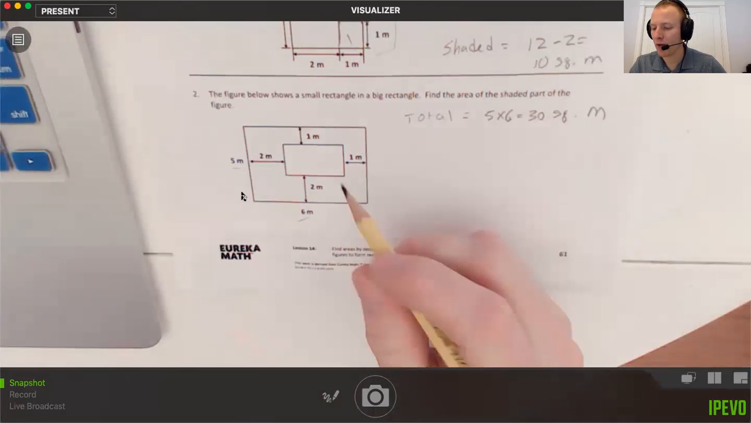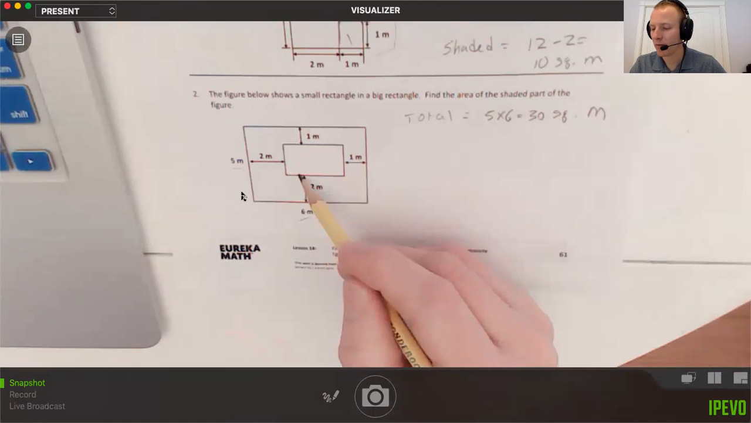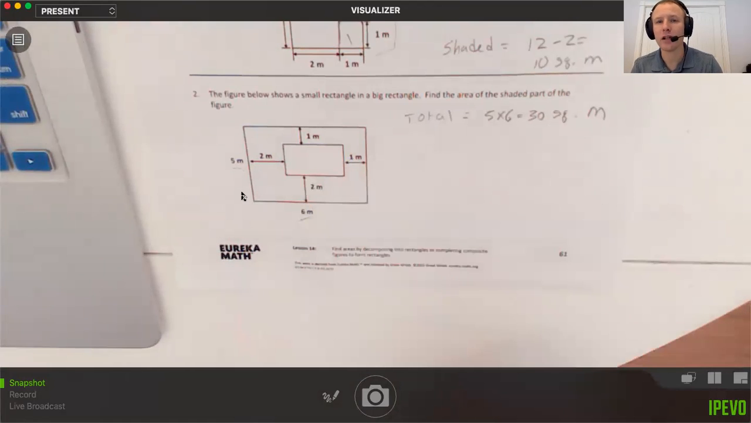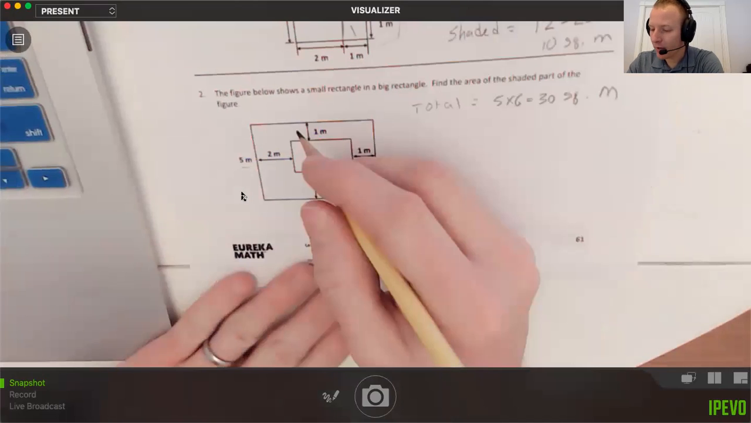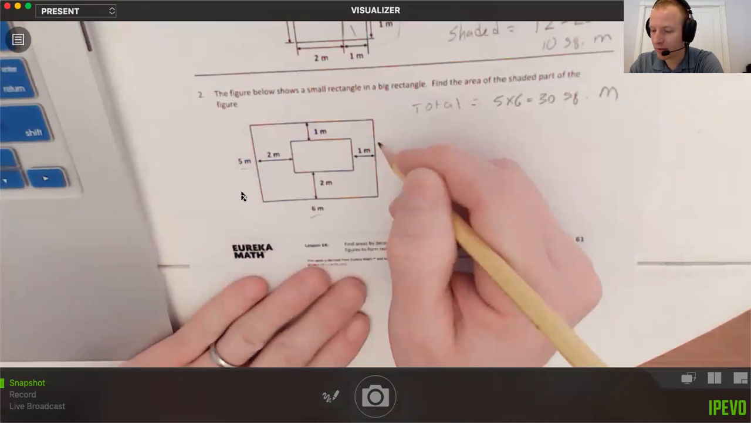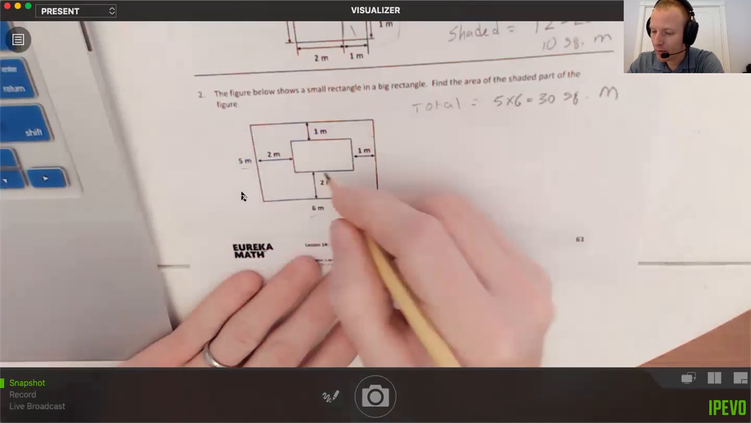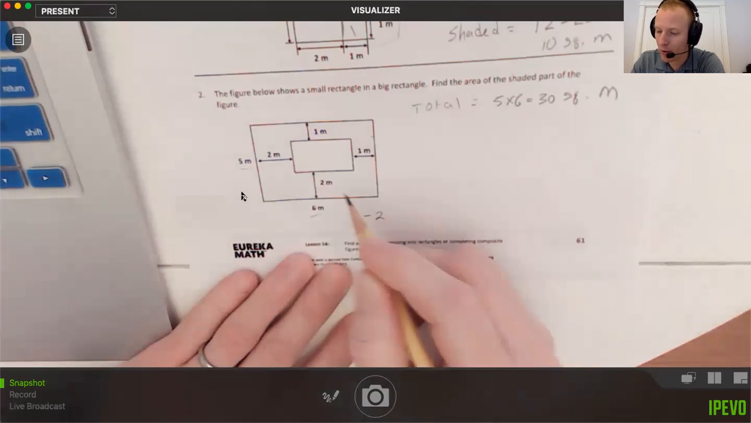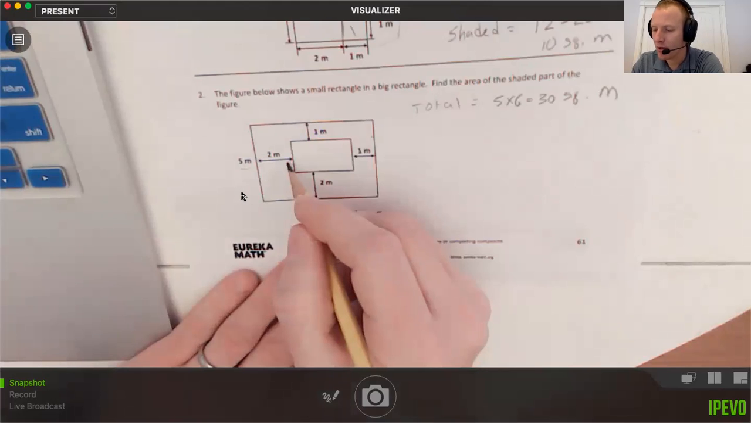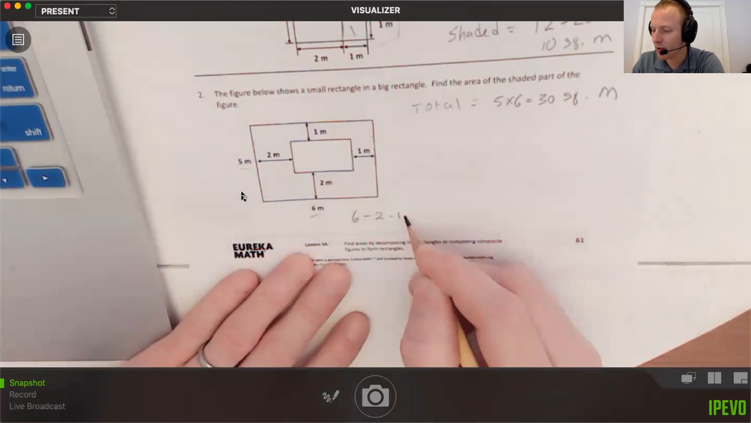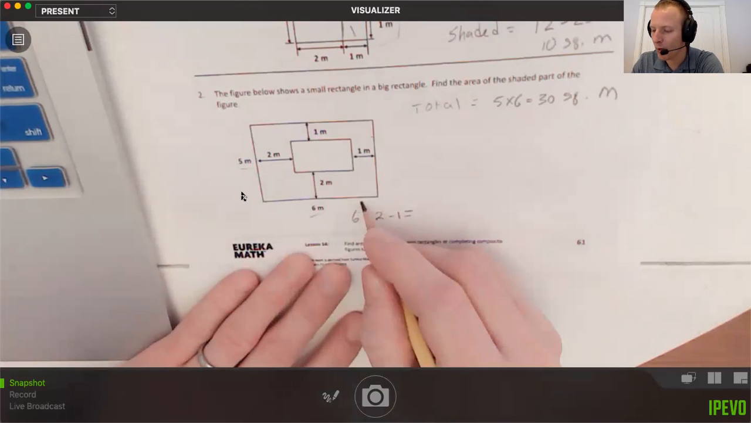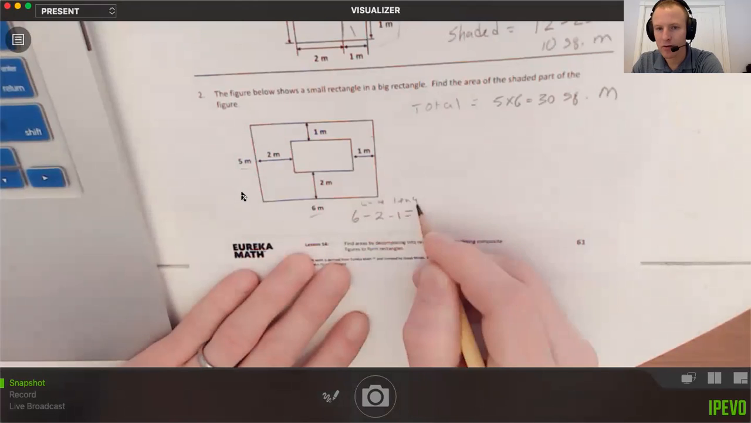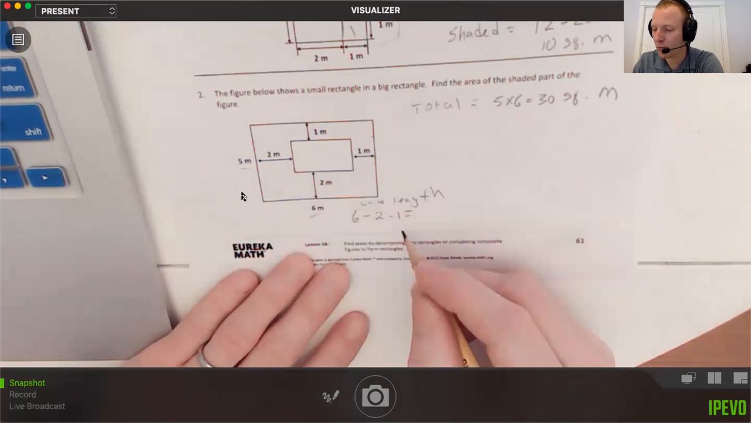Now I need to figure out the side length of this and this. Okay, this is a little bit trickier. This takes a little bit more. You got to really look at the problem and see like what information do I have, what information do I need. Well, this whole side from here to here is 6. So we have 6. I'm gonna do it down here. 6 minus 2. Right? Because this part's shaded, so we can't count that in our white section. And then minus another 1 is going to equal, this is the white length. 6 minus 2 minus 1, so that's 3 meters.